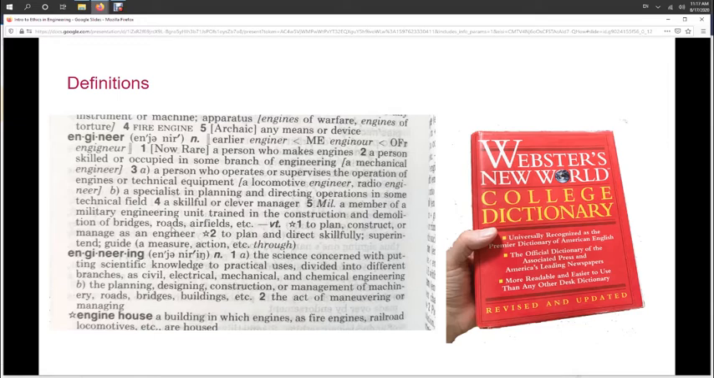Number 5, in the military context, a member of a military engineering unit trained in the construction and demolition of bridges, roads, airfields, etc. And then there's a transitive verb version of it: to plan, construct, or manage as an engineer. Number 2, to plan and direct skillfully. So this VT here, that means verb transitive, which, that transitive means that the verb must have an object. So in these definitions, you have to engineer something, and that's the object. Okay, so those are our definitions.